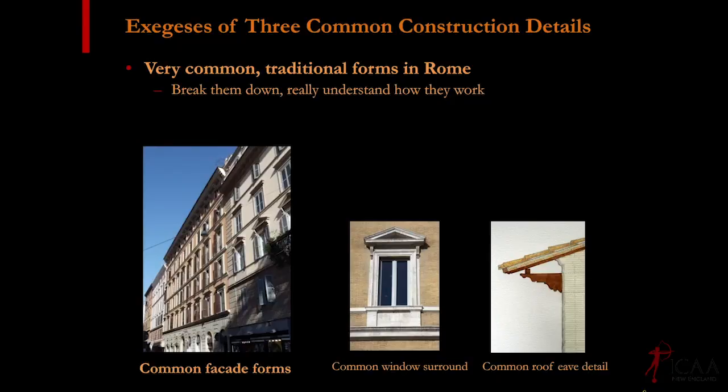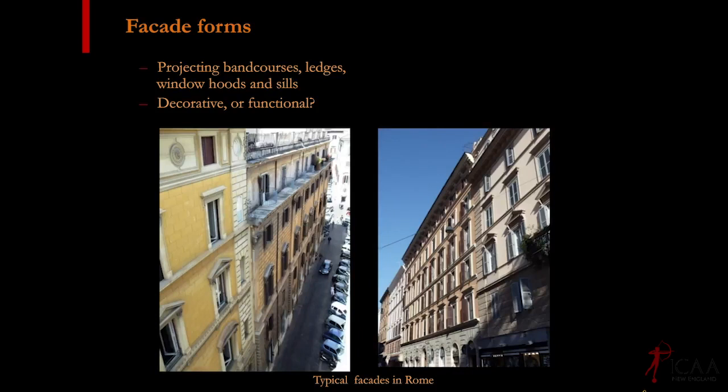These are all super common things that you would find in Rome. Windows like this, facades like this, eave details like this. How does each one of these work? Are they just purely stylistic, or is there something more to them technically going on here? So let's start with the facade forms. You could walk up and down almost any street in Rome and see buildings like this. Here on the right is looking up from the sidewalk, and from the top looking down at the roof.